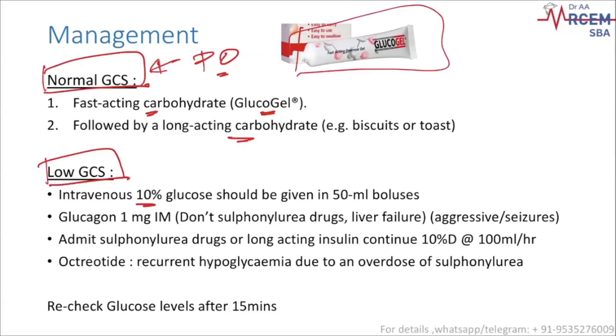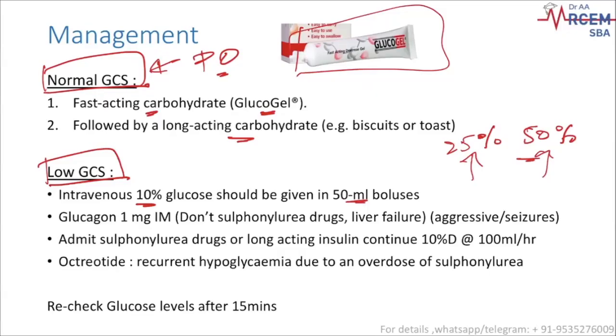Okay, 10% glucose should be given in 50 ml boluses, then recheck. You keep on repeating the 50 ml boluses and keep on rechecking. What about giving more concentrated glucose, like 25% and 50%? This is not recommended to be given over a peripheral line. This causes irritation to the veins and can result in thrombophlebitis.